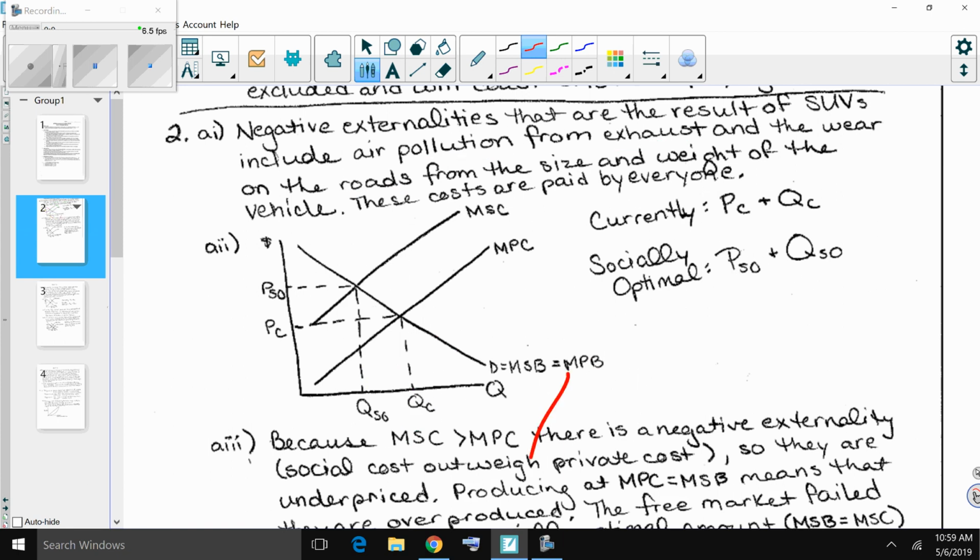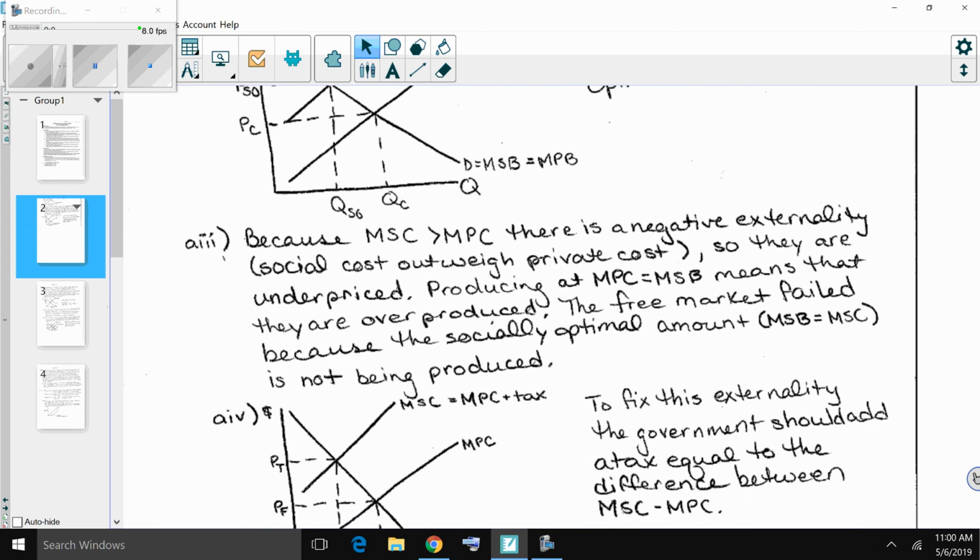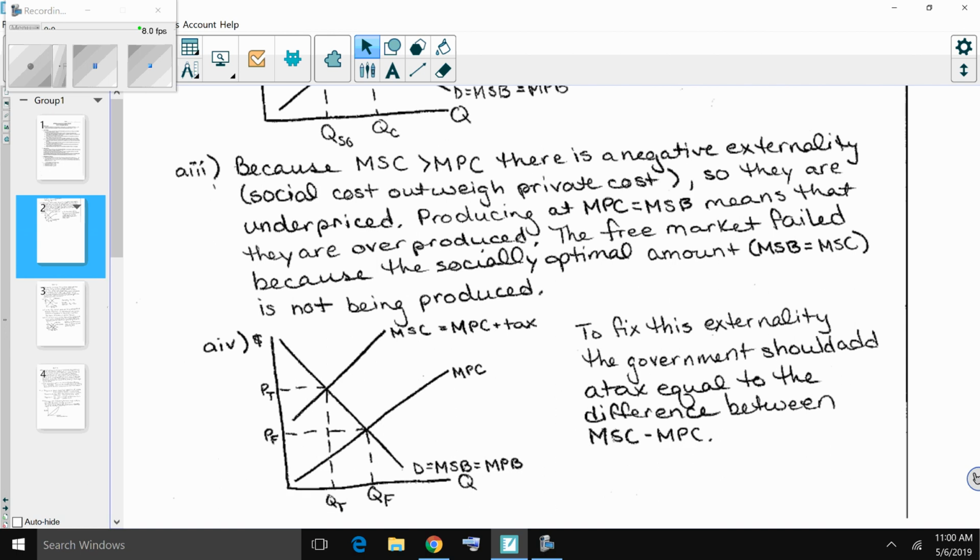All right, now we're going to scroll down and look at part 3. All right, using MSB and MSC, explain. There you go. Because MSC is greater than MPC, it's a negative externality. Our social costs outweigh our private costs. Because you produce at private cost equals private benefit, they are overproduced. The free market has failed because our socially optimal amount is not being reached.